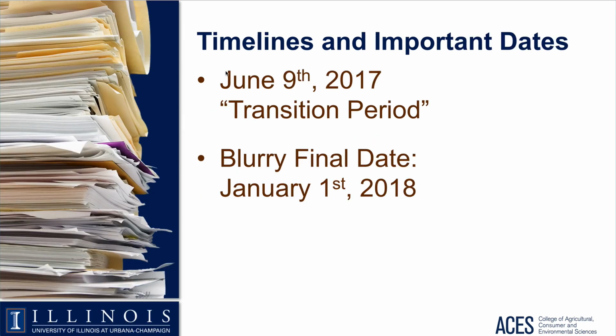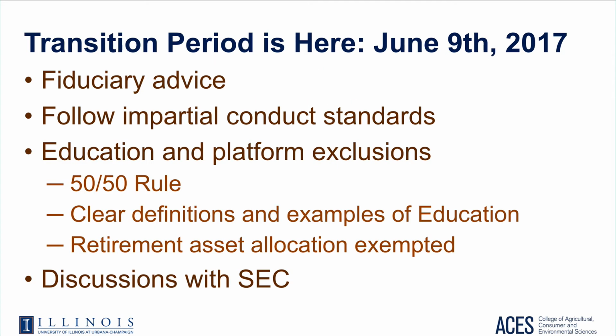So let's talk a little bit about timelines. June 9th became the transition period, and then we have a blurry final date. We'll get into why that's blurry in a moment. But the transition period is here, right? June 9th was a transition period. Number one, fiduciary advice is on the table. So any advice you give a retiree, any advice you give on an IRA, on a profit sharing plan, on a defined benefit plan, that advice is now fiduciary advice.